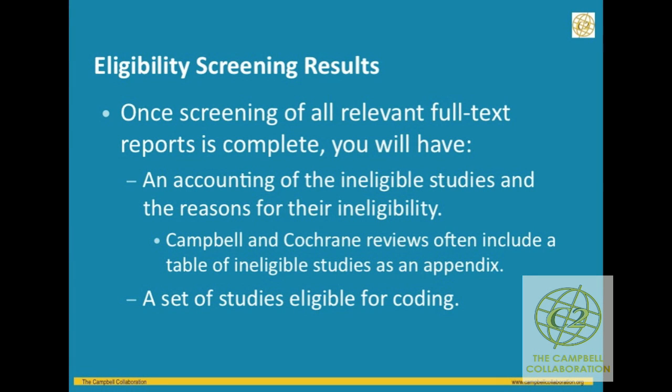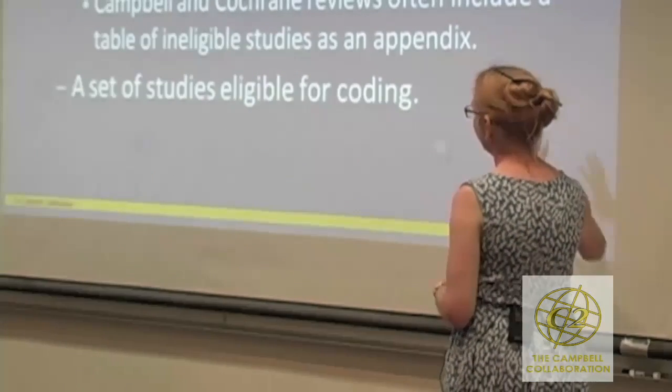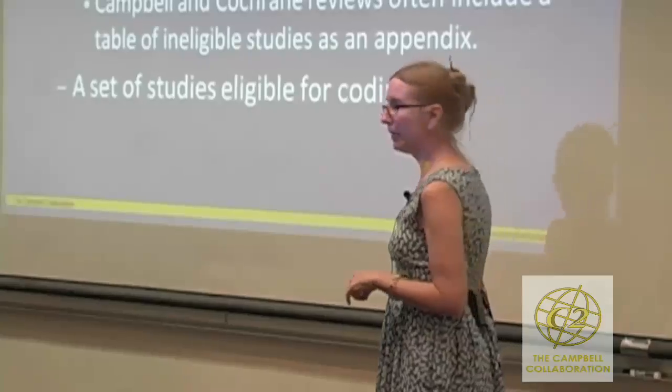Okay. So once you go through this process, you're going to have a set of reports that you believe are eligible for your review. And like I said, it helps account the literature and tell your readers what's available and what's not available in the literature. Most systematic reviews, Cochrane and Campbell for sure, but other groups that do systematic reviews often include a table of ineligible studies.